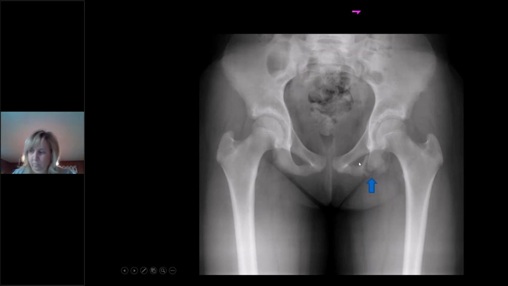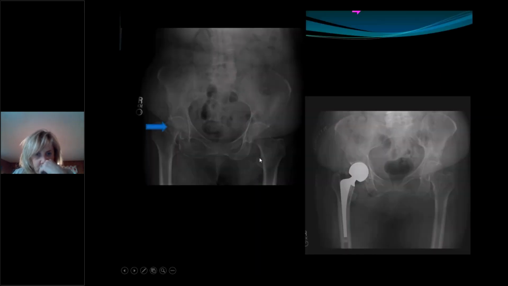Looks really good. Even though she has a pubic rami fracture, Shenton's line still is perfectly intact on both sides. And on this particular patient with a fracture, on the non-fracture side, Shenton's line looks great. On the fractured side, clearly it's off. So hopefully that makes a little bit more sense.